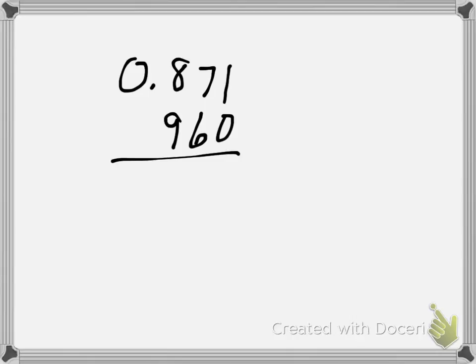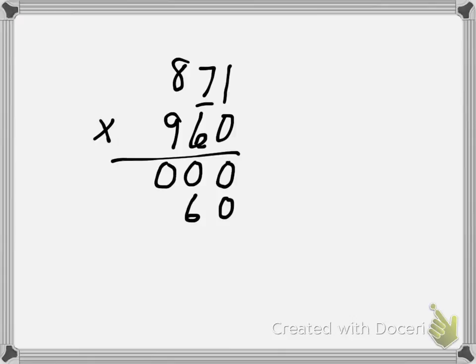The other thing we can actually do is take our actual problem that they've given us, which is 0.871 times 960. We can multiply, then count. So first of all, we multiply just ignoring the decimal point completely. We just do 871 times 960. So we're going to have 0 and 0 and 0. And then our placeholder, 6 times 1, 6, 6 times 7, 42, carry a 4. 6 times 8 is 48, and 48 plus 4 is 52.